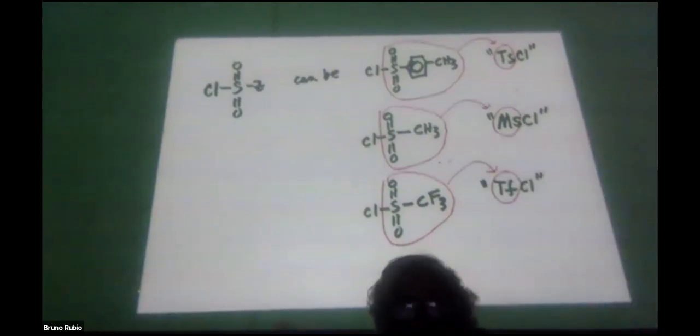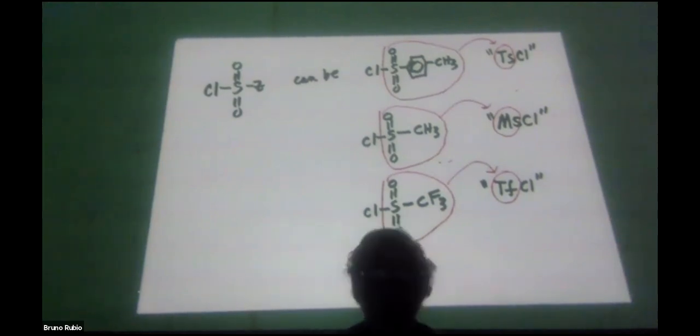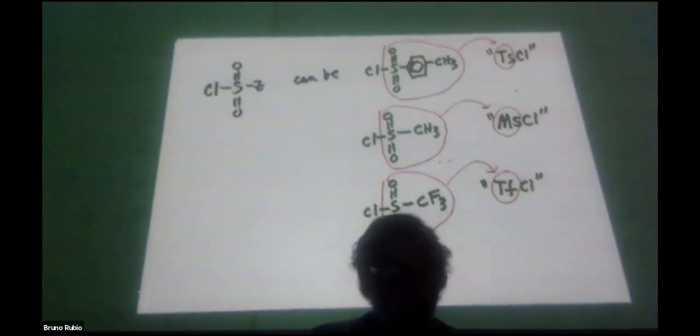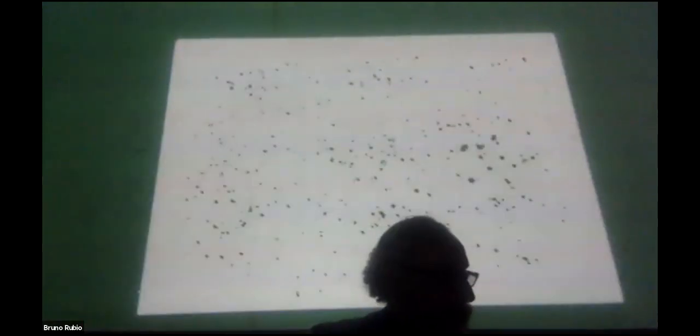And there are just dozens and dozens and dozens of these sulfonating agents. These are the three most common ones. And this is what I would like for you to be able to recognize. Okay, so those are the sulfonating agents. So now let's talk about the mechanism of sulfonation.